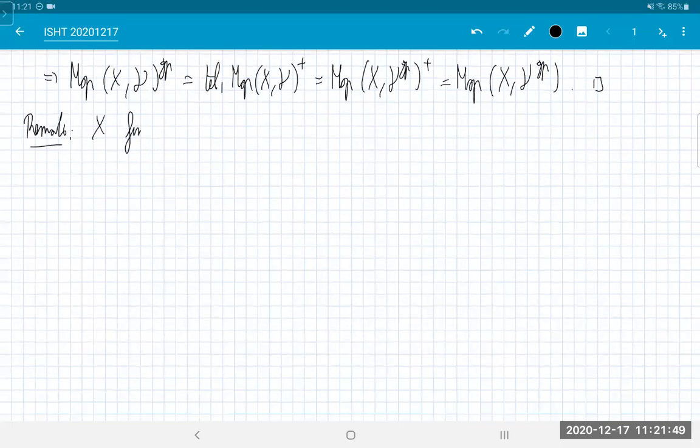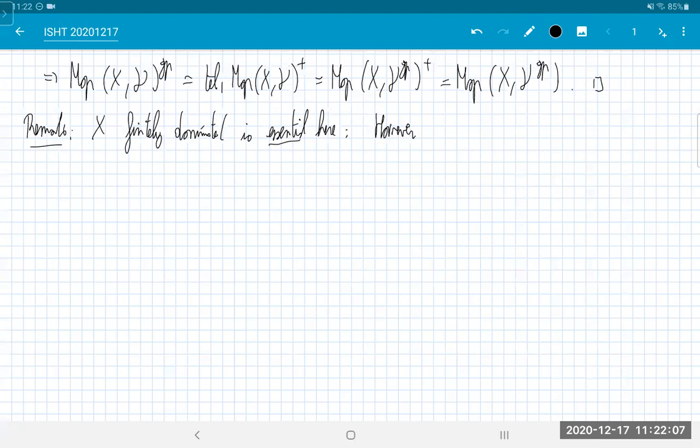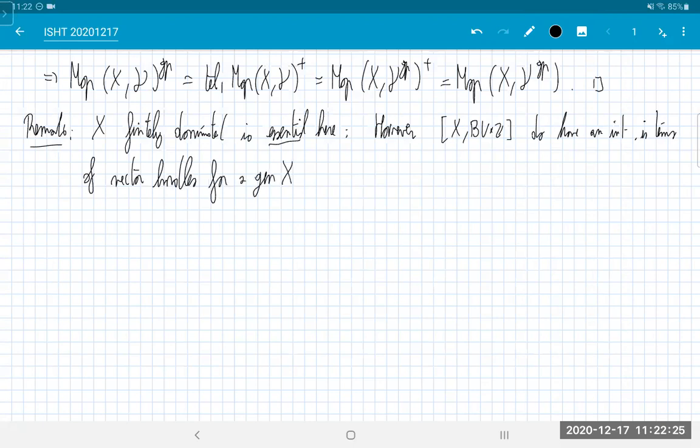Actually, let me say it as a remark. X finitely dominated is essential here. I don't have a simple counterexample, otherwise it's false. However, homotopy classes of maps to BU times Z do have an interpretation in terms of vector bundles for a general X, but it's more complicated.